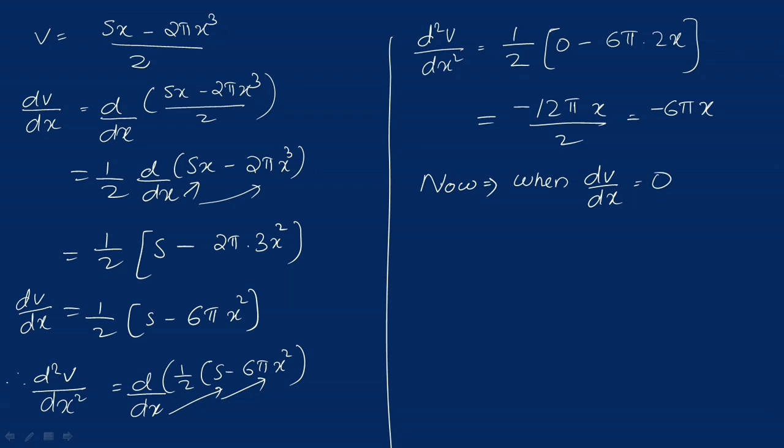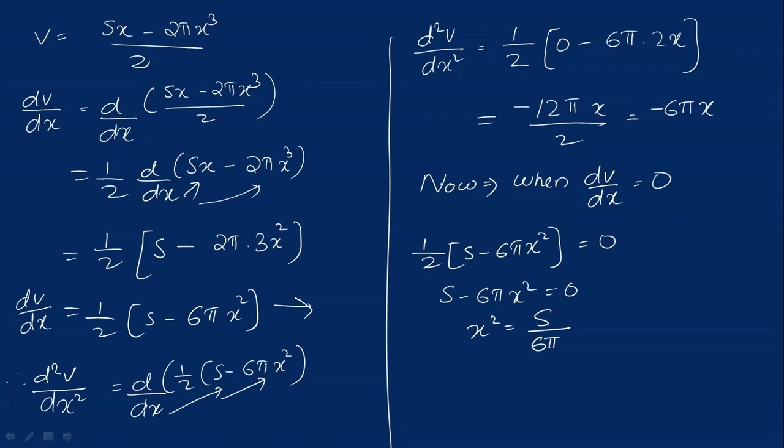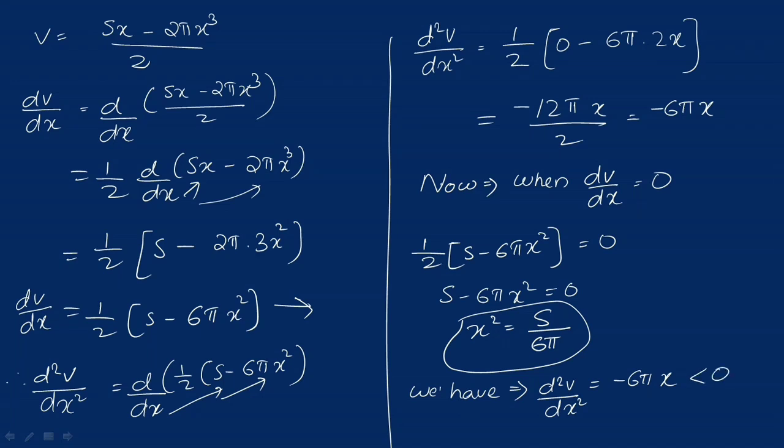When dV by dx is equal to 0, we can write half into (S minus 6 pi x square) is equal to 0. From this, S minus 6 pi x square is equal to 0, or x square is equal to S by 6 pi. So we have got x square is equal to S by 6 pi. Now we have d square V by dx square equal to minus 6 pi x, and that is a negative quantity, so we have the maxima here.